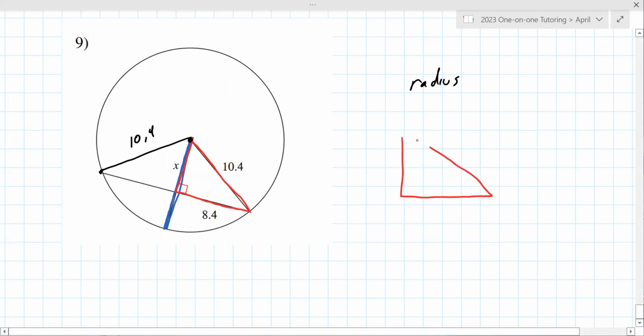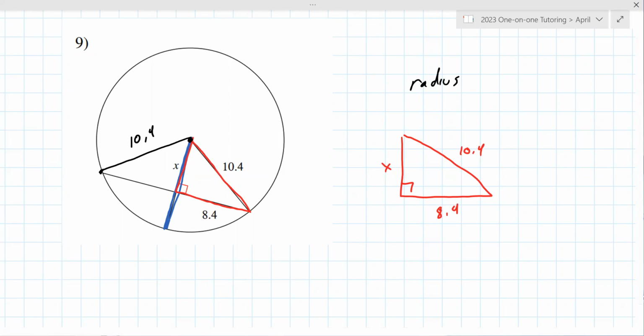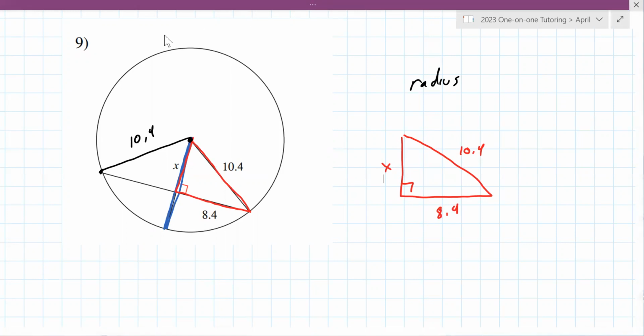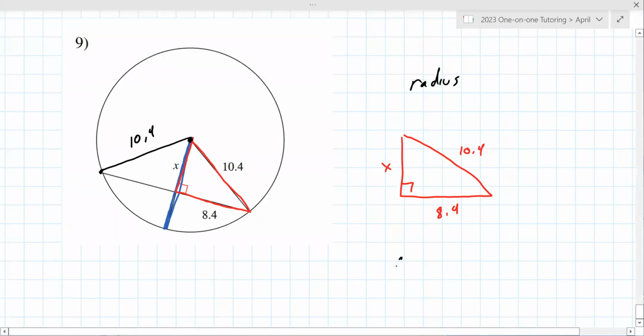All right, now I'm gonna, in red here, redraw this triangle. So this is a right triangle. You know two sides of the right triangle. How would you find that missing side? You remember that from class? Would you do a squared plus b squared equals c squared? Yes, but let's be clear. Which is A, which is B, which is C, and why? Would 10.4 be a, 8.4 be b, and x be c?